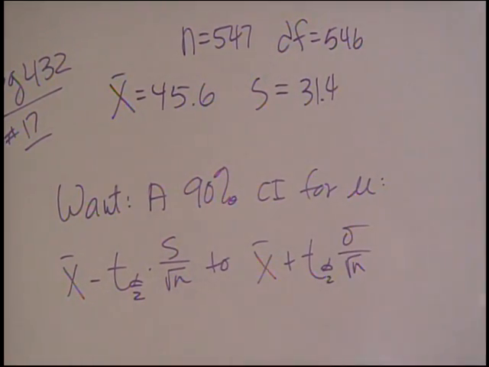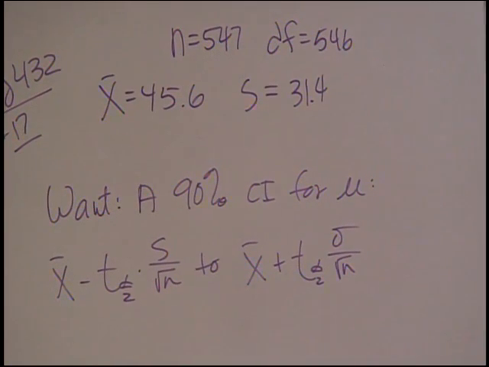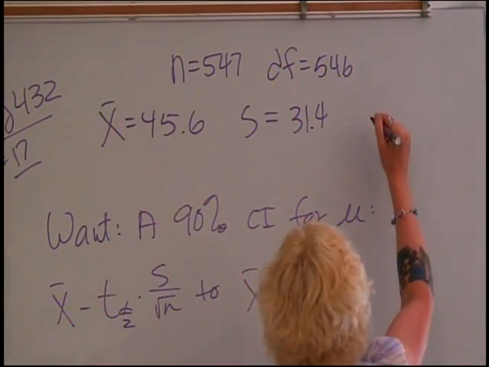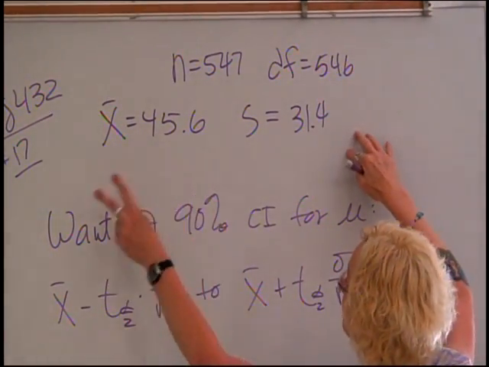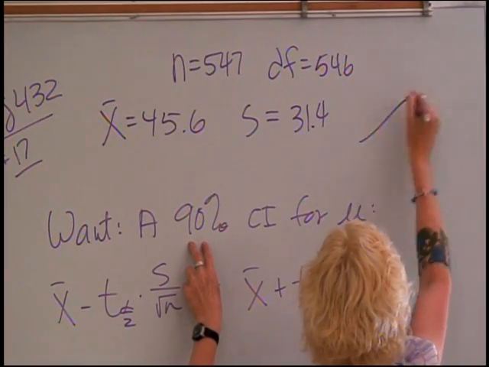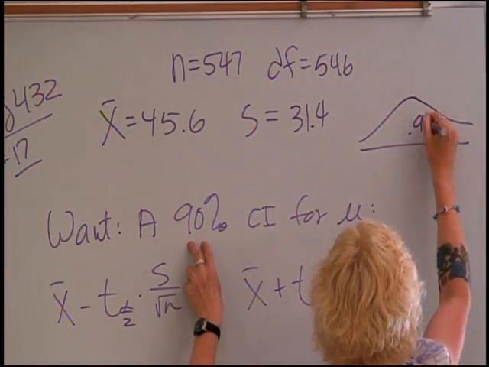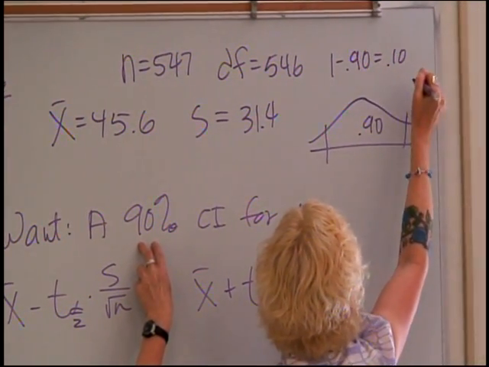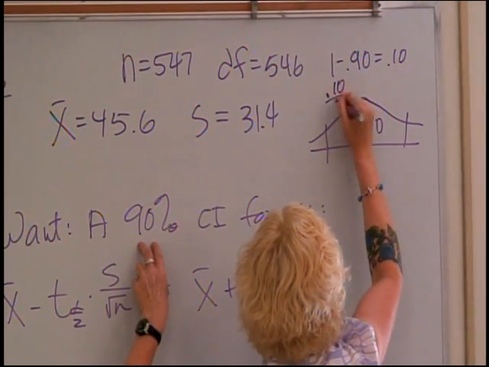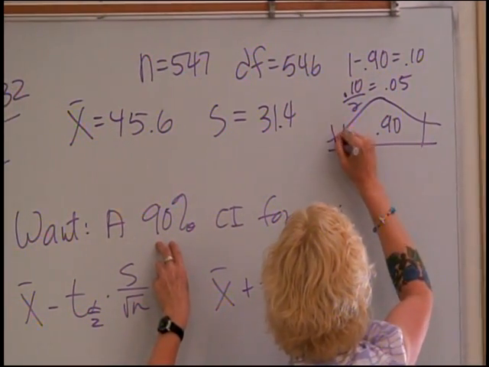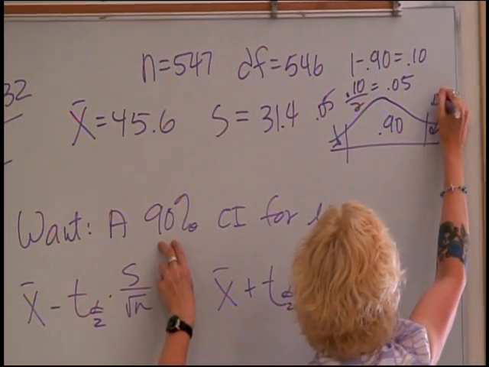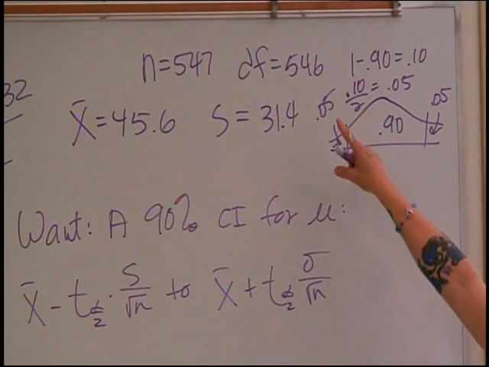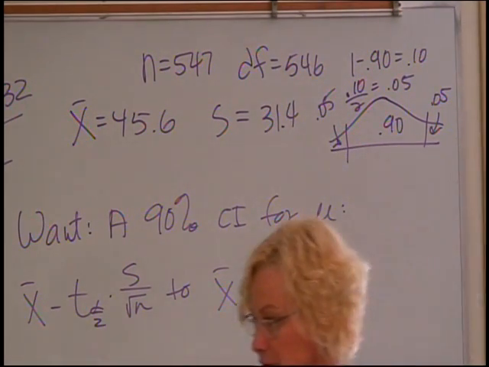Not that it matters, because I think we're going to have to do an estimate on the table. It's pretty far down there. So what would our T value be? You would find T the same way. You take your 90%, take that 10%, chop it in half, and you have 0.05 in each tail. So you're looking for 0.05 in a tail with 546 DF.